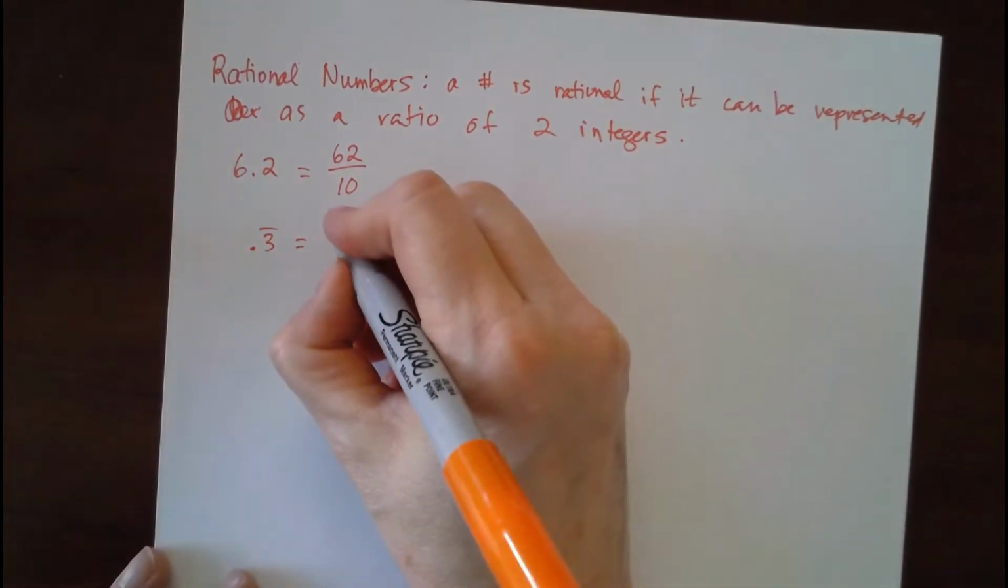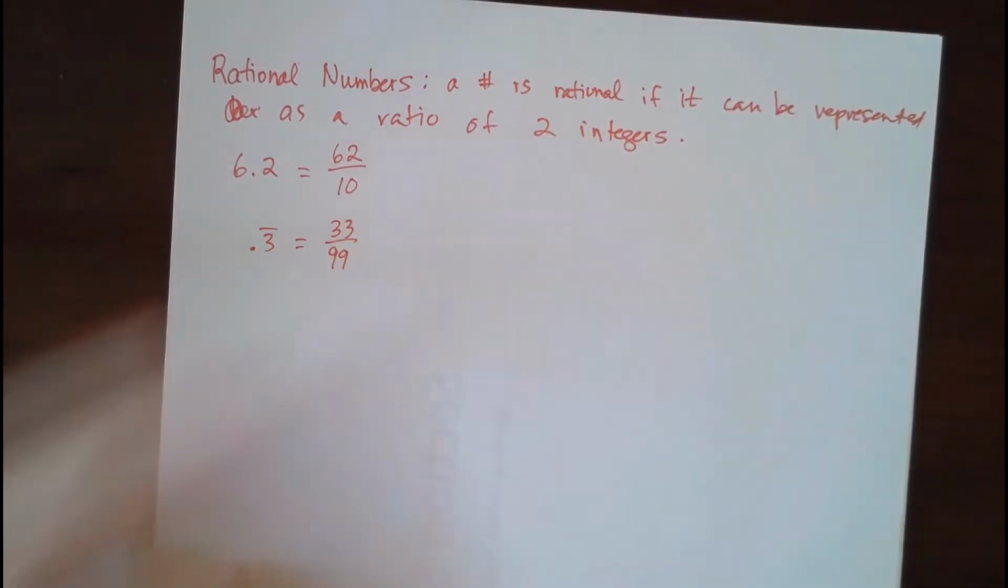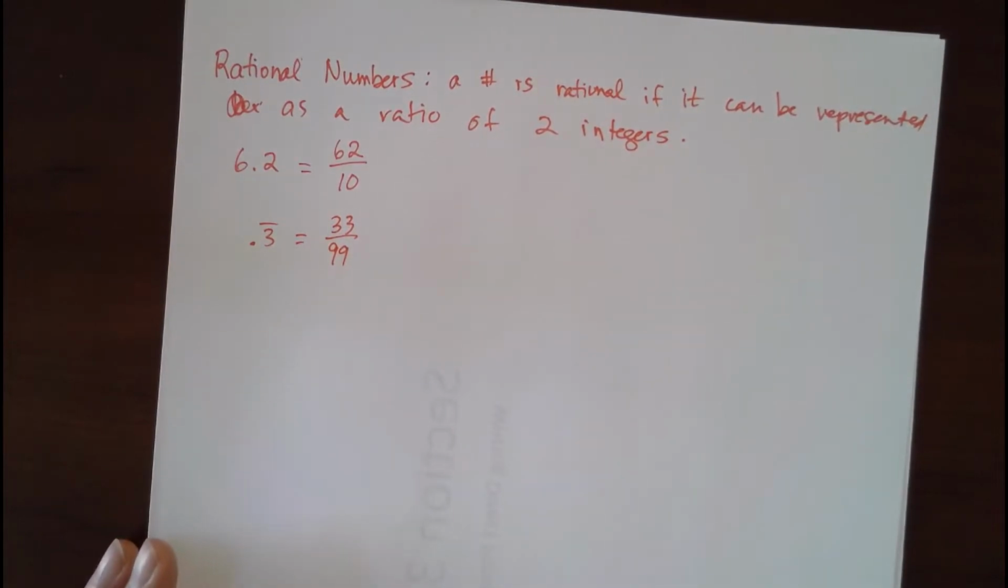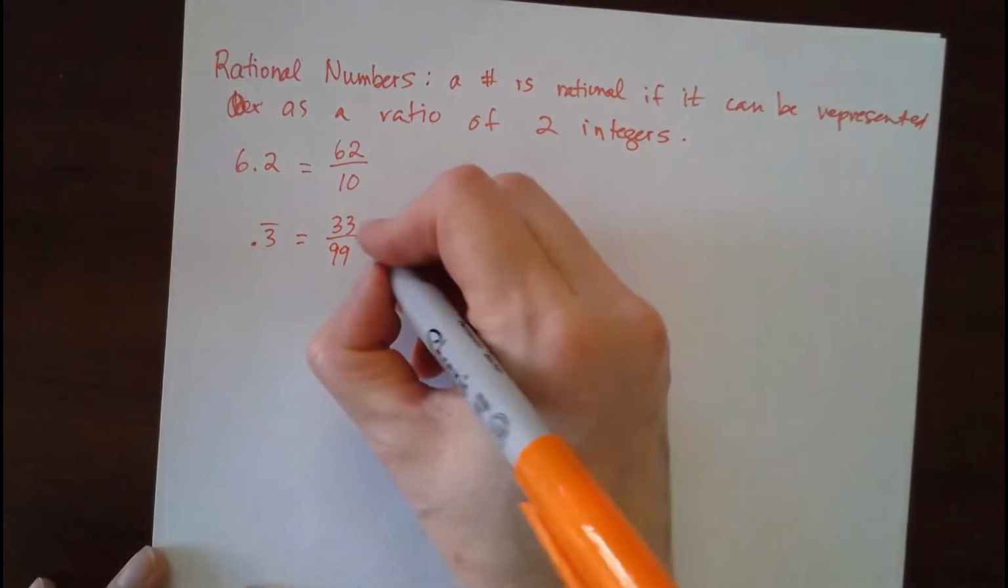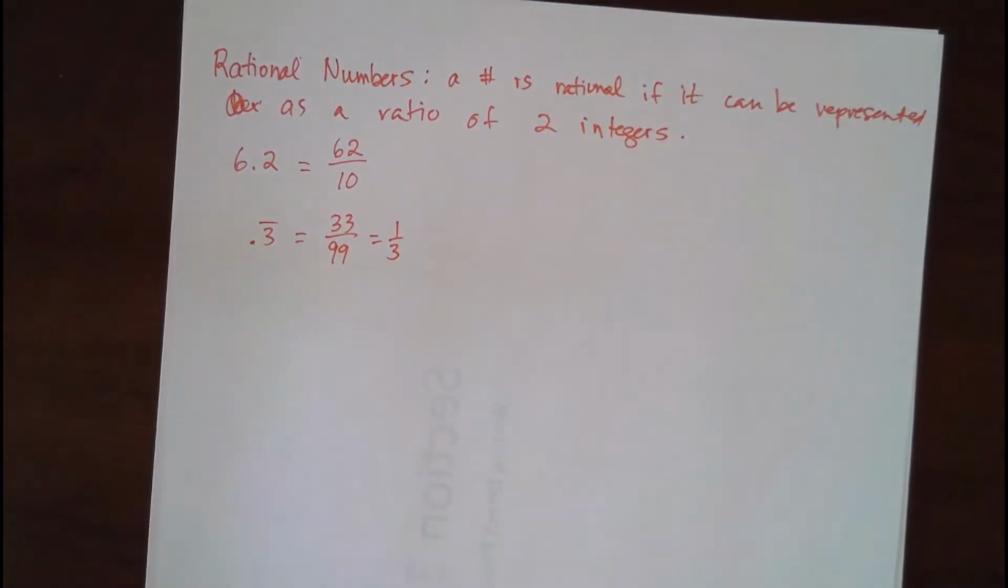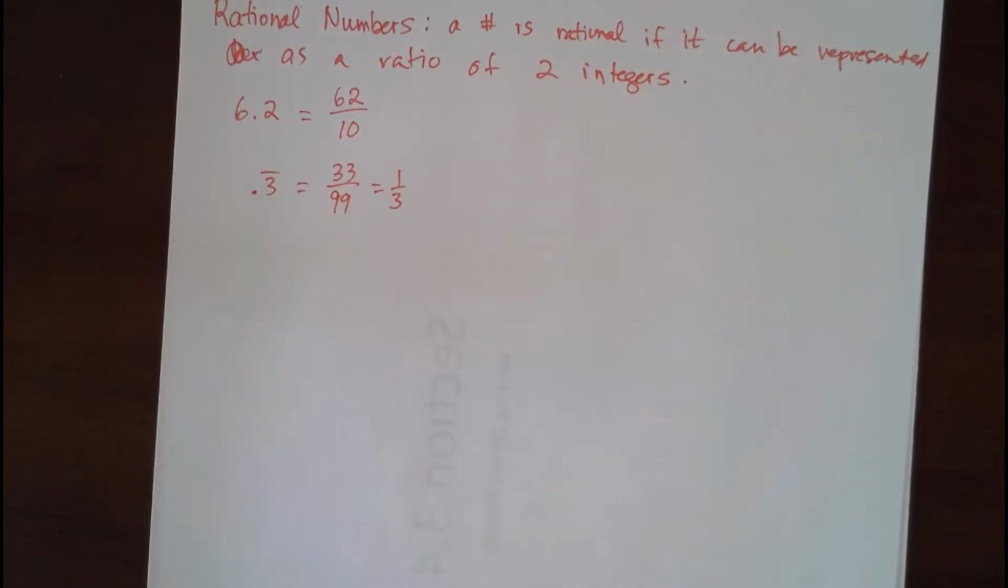33 over 99 is the least obvious one, but yes, it is. It also is 1/3, but sometimes it's fun to be exciting. Like 33 over 99 is fun too. So it is 1/3 or 3/9, however you want to think of it.